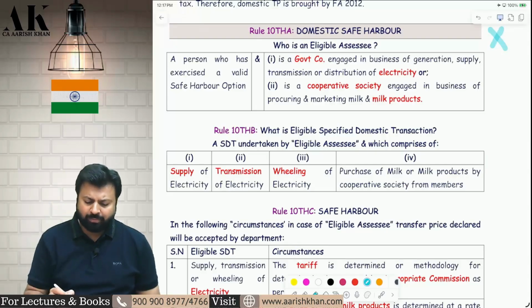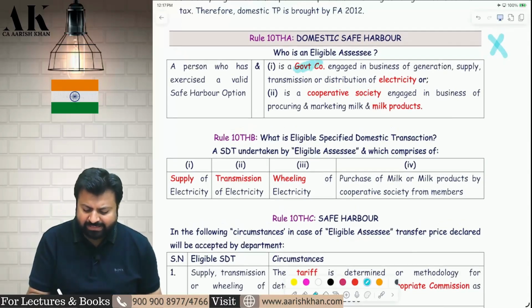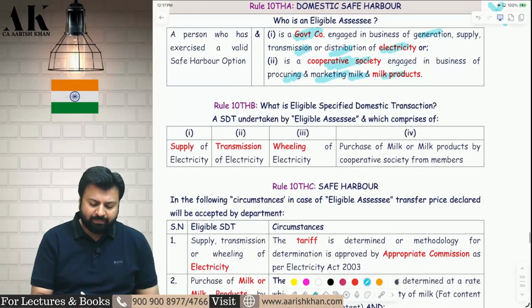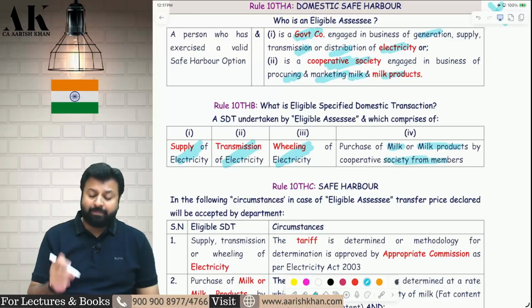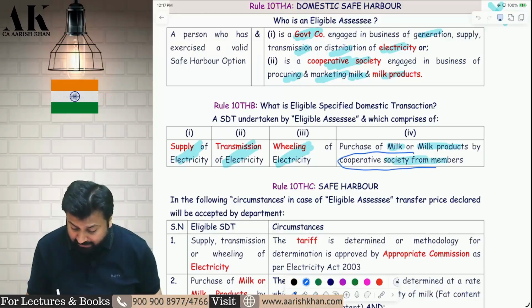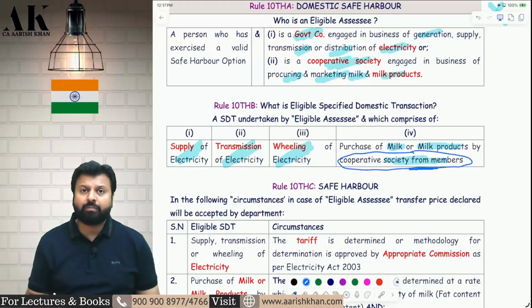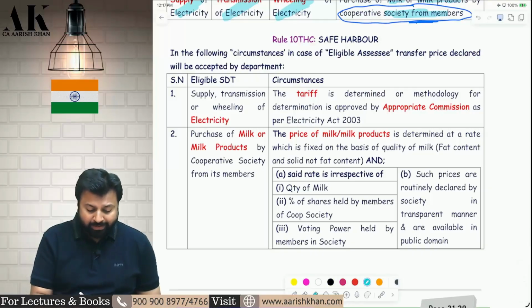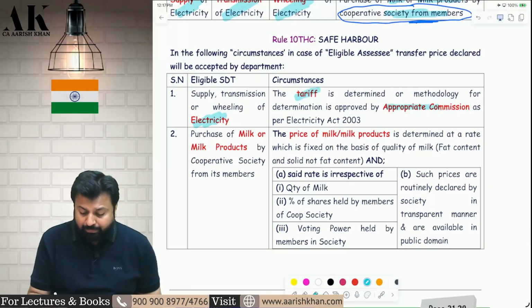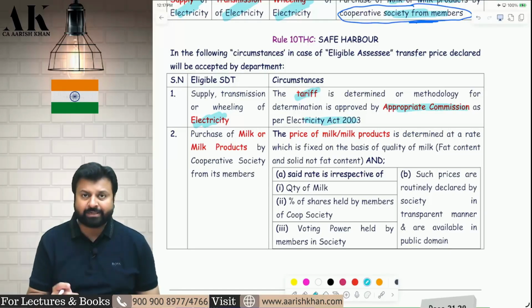Nobody is forcing you. Domestic safe harbor is applicable to a government company engaged in transmission, distribution, generation of electricity, or a cooperative society engaged in procuring, marketing milk and milk products. So it is applicable for supplying of electricity, transmission of electricity, wheeling of electricity, or purchase of milk or milk products by a society from its member. Be very careful. This is only applicable when the society purchases from whom? From members. Then what is the safe harbor they have to show?